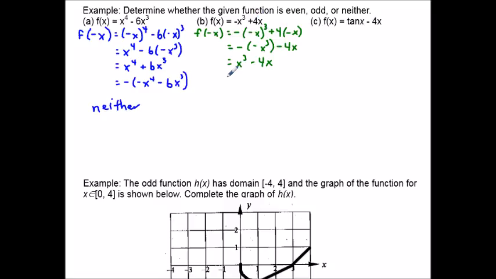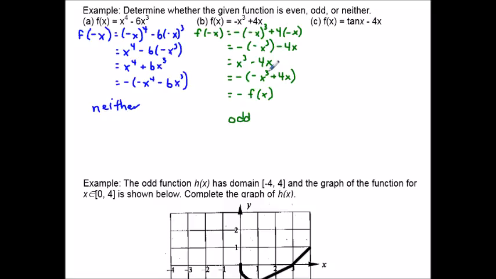So I can check for odd. I'm going to pull out that common negative. So I get -(x cubed plus 4x)... this fits my form of negative f of x. That means that this is going to be an odd function.